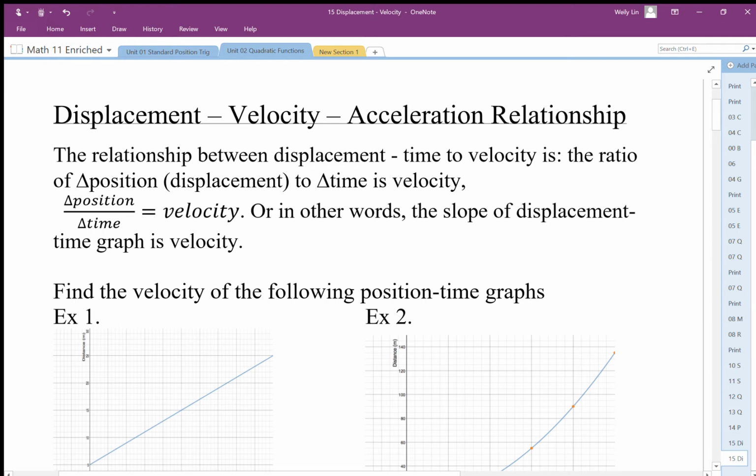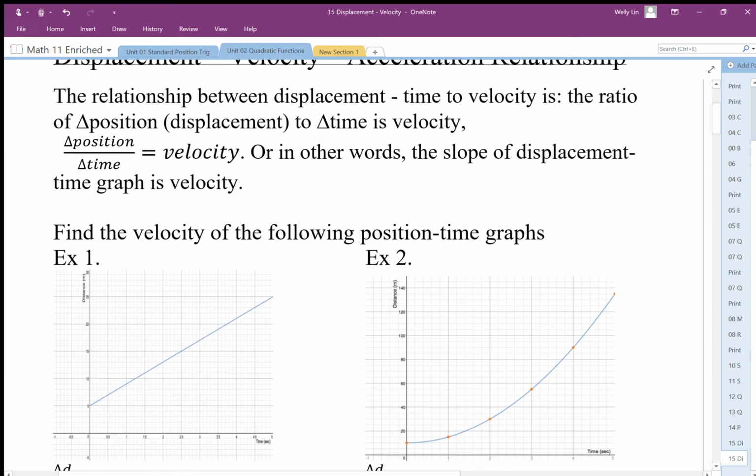So we know that the rate of change of a quadratic function happens to be linear. The rate of change of a cubic function happens to be quadratic. And we're going to see if we can use this kind of relationship to help us analyze displacement, velocity, and acceleration.